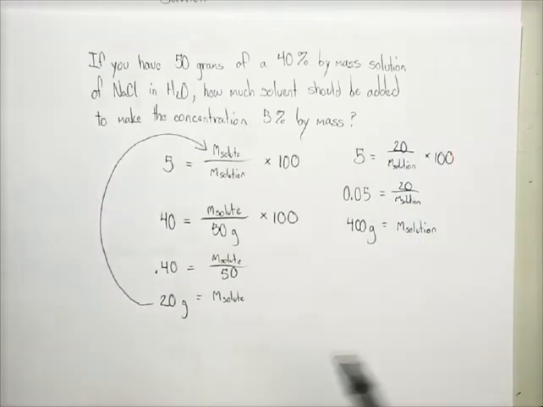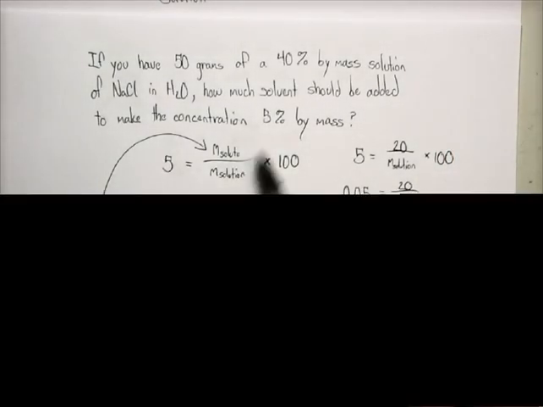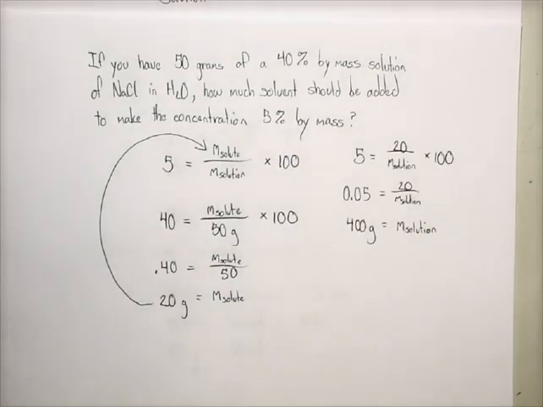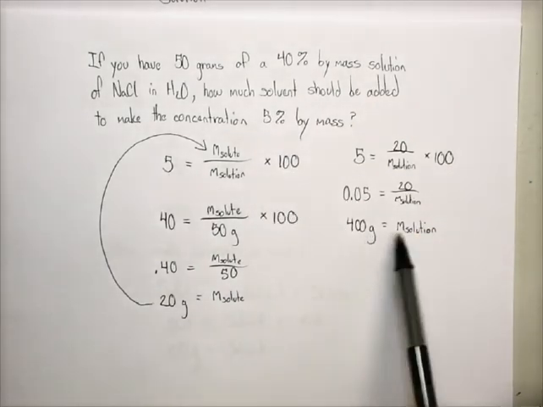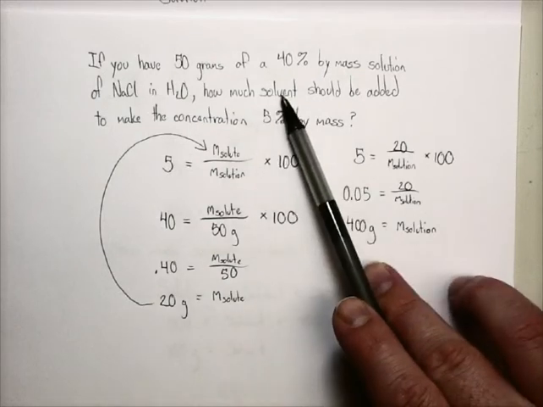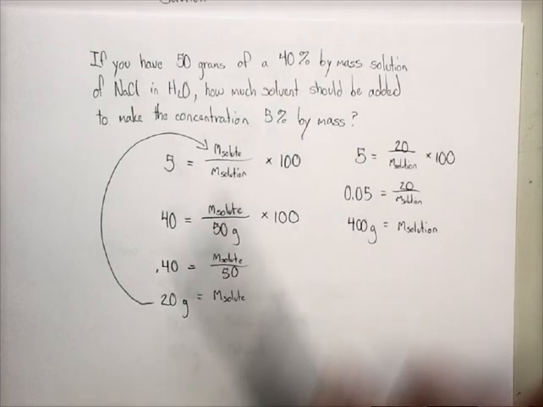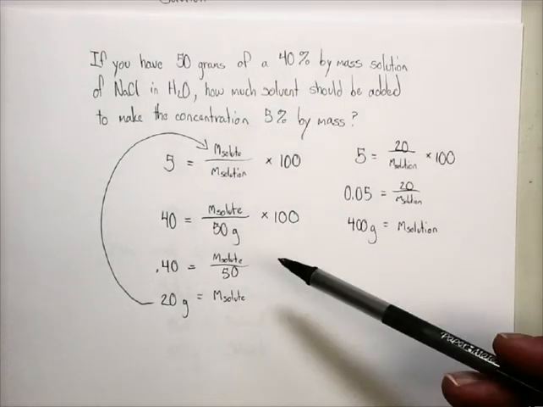So we know that in this final situation, once we get to the point where we have a concentration of 5% by mass, we're going to have 400 grams of solution. But that's not what the question is asking. The question is asking how much solvent should be added. So we need to know how much solvent there was to begin with.